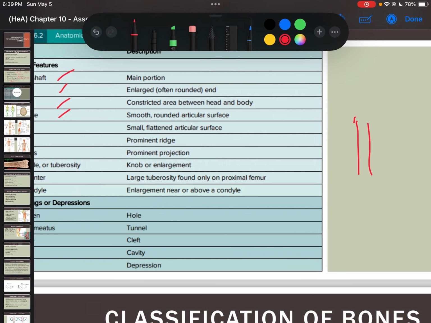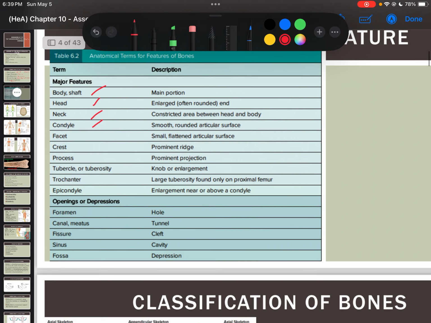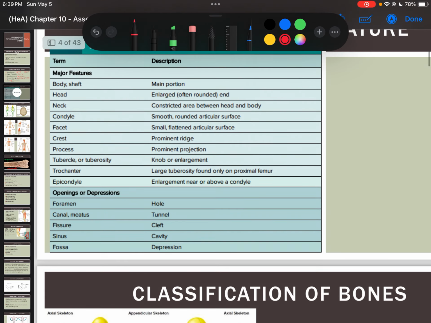Let's say for example this is our humerus. Since it is a ball and socket joint, the condyle is the ball that is connected to your socket. It is a smooth, rounded, articular surface. So take the time to read this so that you do not get confused.